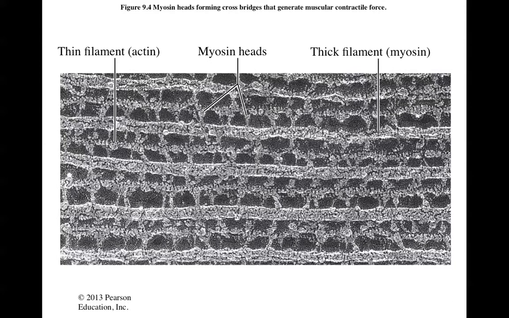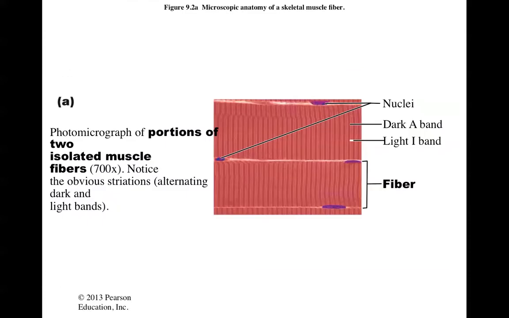This is a nice transmission electron micrograph of thick filaments and thin filaments. You can actually see the myosin heads forming what we call cross bridges, and attaching directly to the actin active zones.